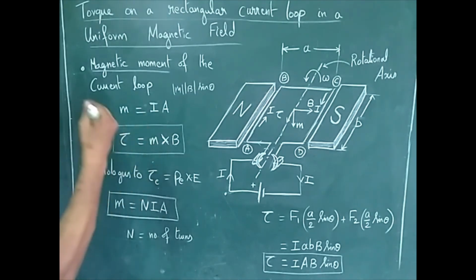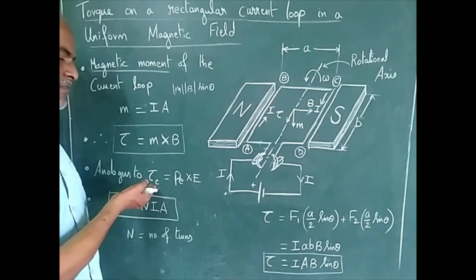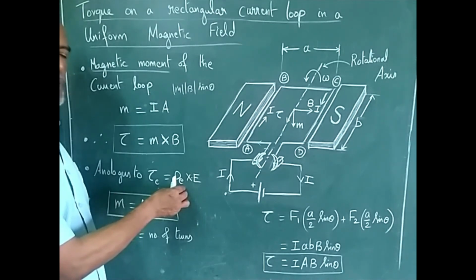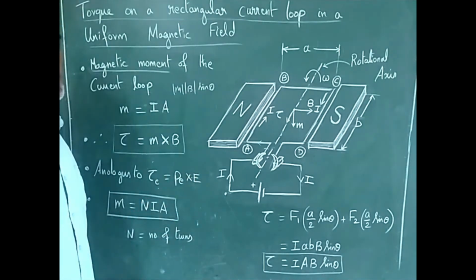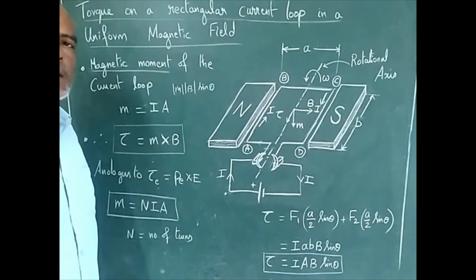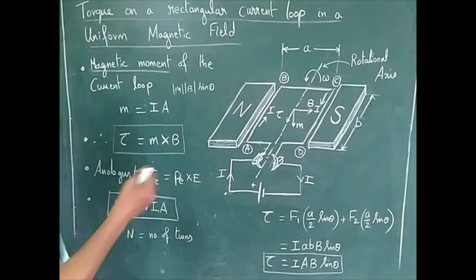This is very analogous to what we have seen in electric field. The torque produced in electric field is, there also we deal with electric moment, electric dipole moment, cross product with electric field. So if you compare these two equations, both are similar, analogous. So we can easily remember.